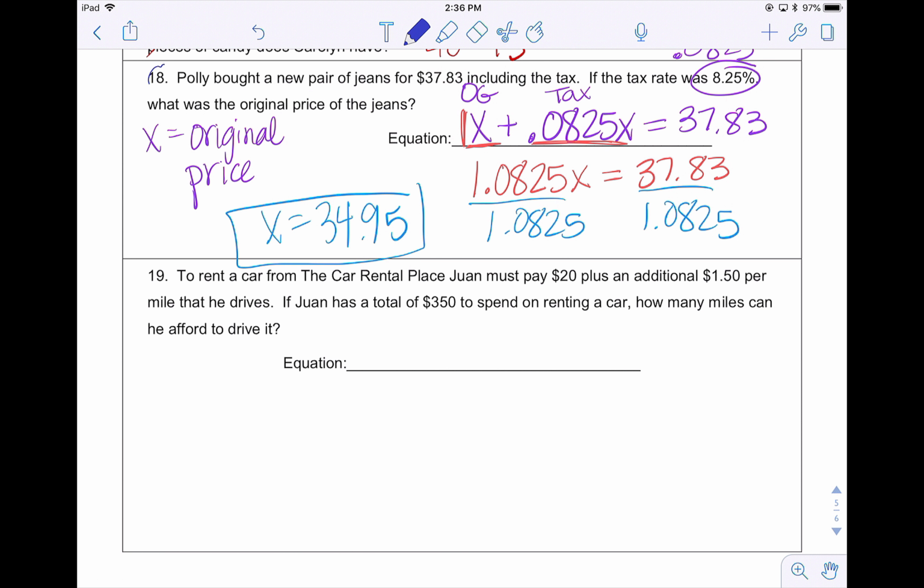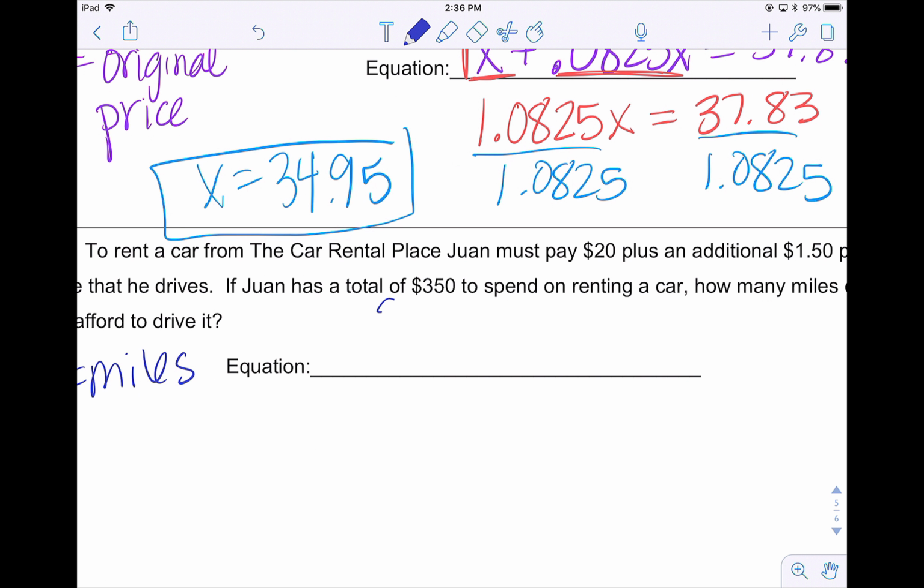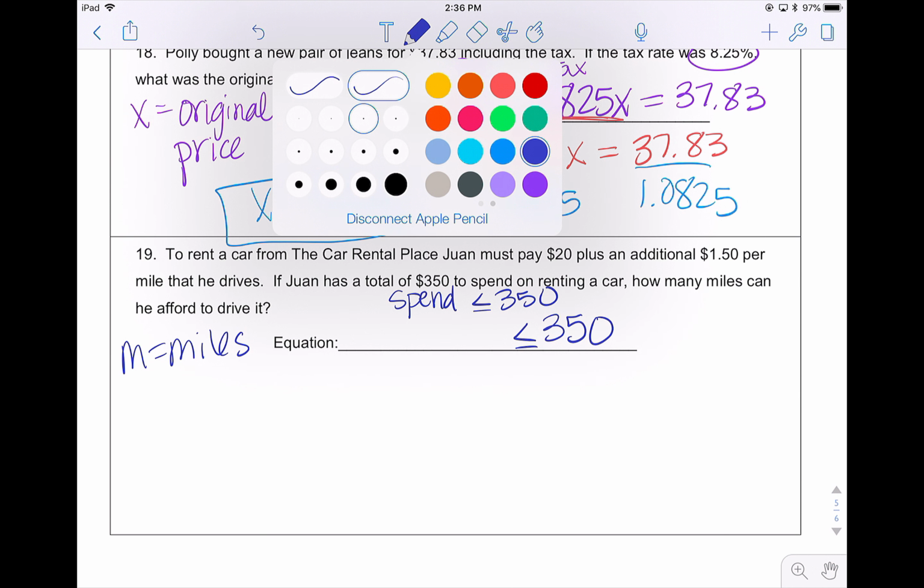I will tell you, don't stress about problem 18 for the test. Problem 19, to rent a car from the car rental place, Juan must pay $20 plus an additional $1.50 per mile that he drives. If Juan has a total of $350 to spend, how many miles can he afford? So we were told to write M equals miles. We also know that what you spend has to be less than what you have. So whatever he's spending needs to be less than or could equal $350.